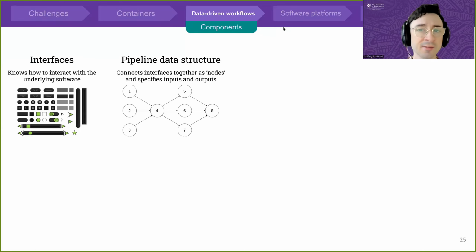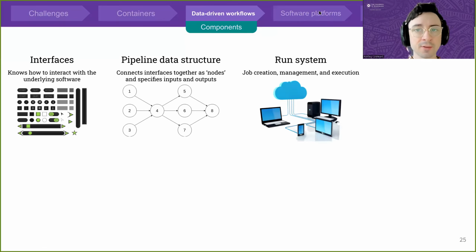Then we have an asynchronous directed graph, or a pipeline data structure. And this lets us connect our interfaces together as nodes, where the output of one node becomes the input to the next. And lastly, we have a run system. And this run system knows how to point the pipeline to some input data, and then generate, manage, and run each of the nodes as separate jobs. Now, because of this pipeline data structure, we have very straightforward scalability, since it implies which of our nodes can actually be run in parallel, and that can make it much better use of our system's resources.